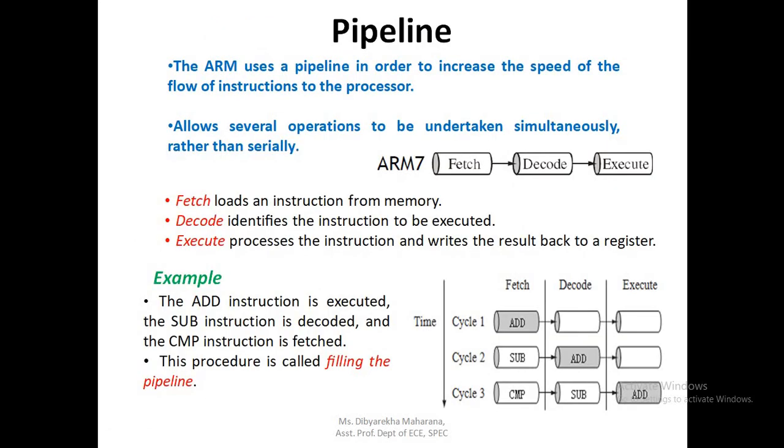Next, come to the concept of pipeline used. The ARM uses a pipeline in order to increase the speed of the flow of instructions to the processor. Pipelining is used to increase the speed. It allows several operations to be undertaken simultaneously rather than serially. Here you can see that ARM7 uses 3 stages: fetch, decode and execute. The fetch loads an instruction from memory. The decode identifies the instruction to be executed, and the execute processes the instruction and writes the result back to a register.